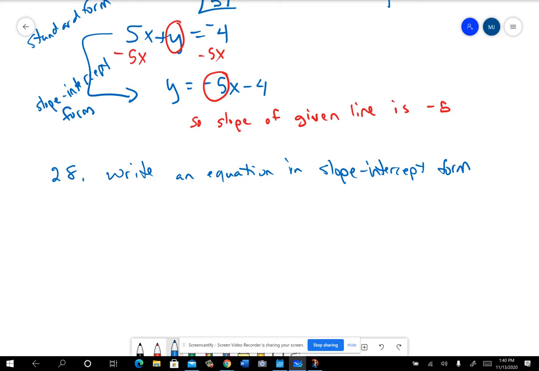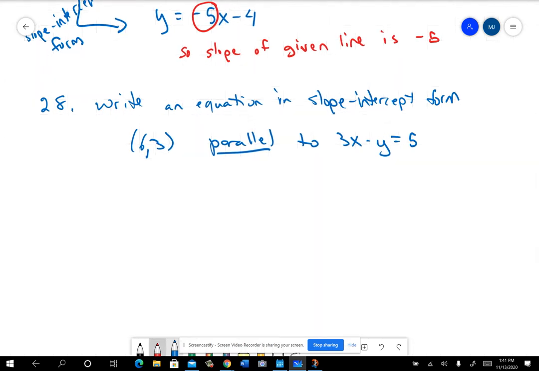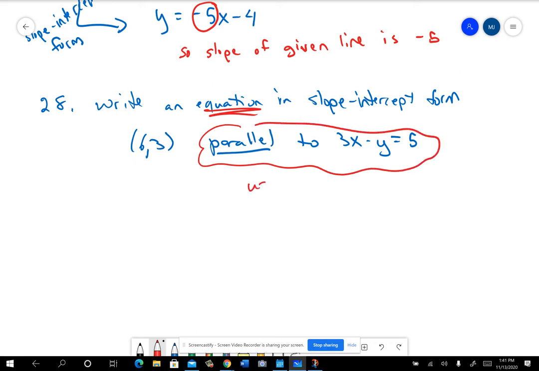Okay. That goes through the point (6, 3) and is parallel to the line 3x minus y equals 5. This time we don't just care about the slope. We want the actual equation. So all of this is going to be used to get the slope of the line you want the equation for.